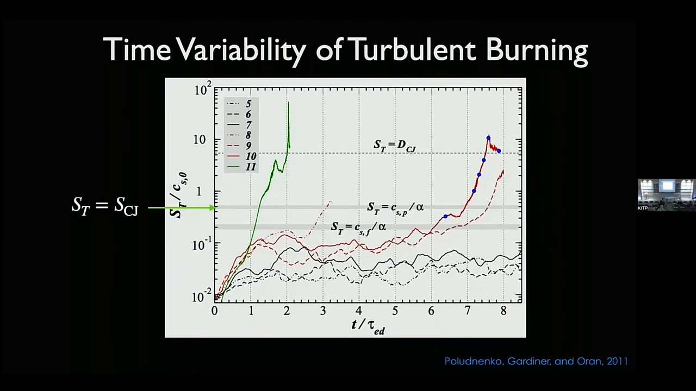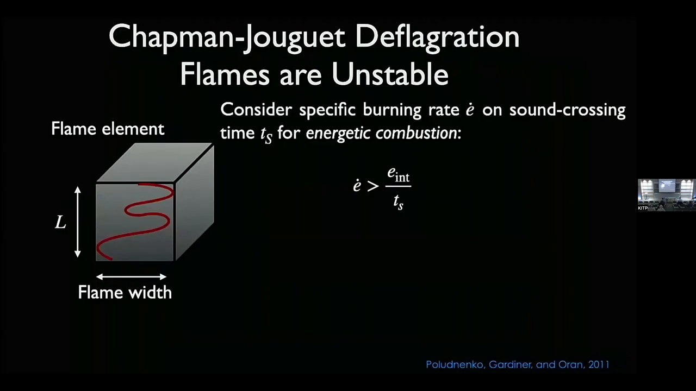So why is this happening? And by the way, you can see that there are two Chapman-Jouguet speeds shown, one for the fuel, one for the product. The essential difference there is just one of the sound speed, and we'll explain why in a second. So the essential physics here is to think about a flame surface spread across some width with some flame element and some size, let's say L. There's a specific burning rate, that is energy per unit mass per unit time, that exists within that flame surface. And there's a sound crossing time for the burning to propagate across the surface.